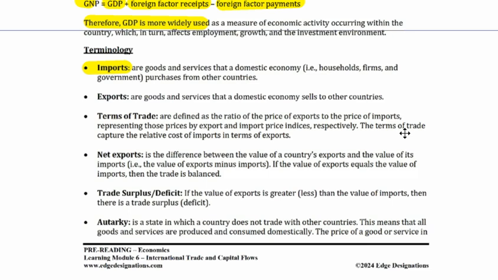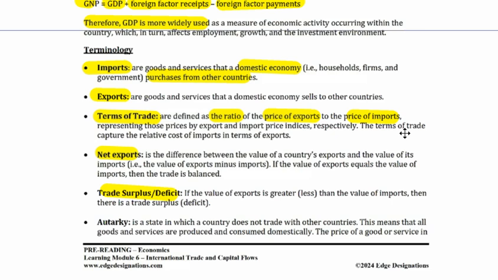Imports, we know, are goods and services that a domestic economy purchases from other countries. Exports are goods and services that the domestic economy sells to other countries. Terms of trade is an interesting one. One would think it's just a nice, easy definition, but what it really means is the ratio of the price of exports to the price of imports. Net exports is the difference between the value of a country's exports and the value of its imports.